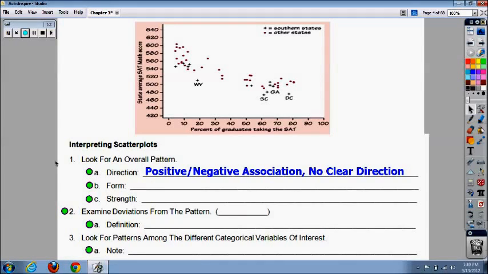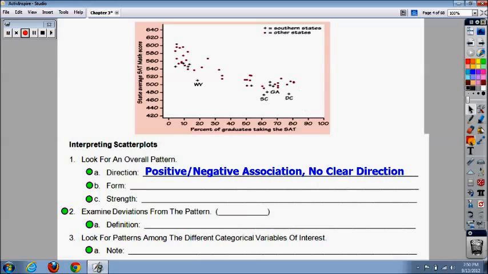And by that, we mean a positive or negative association. Sometimes there may not be a positive or negative association. There may be no clear direction. Now, what I mean by that is, notice these points up here. It seems like as the percent of graduates taking the SAT increases, the SAT scores decrease.